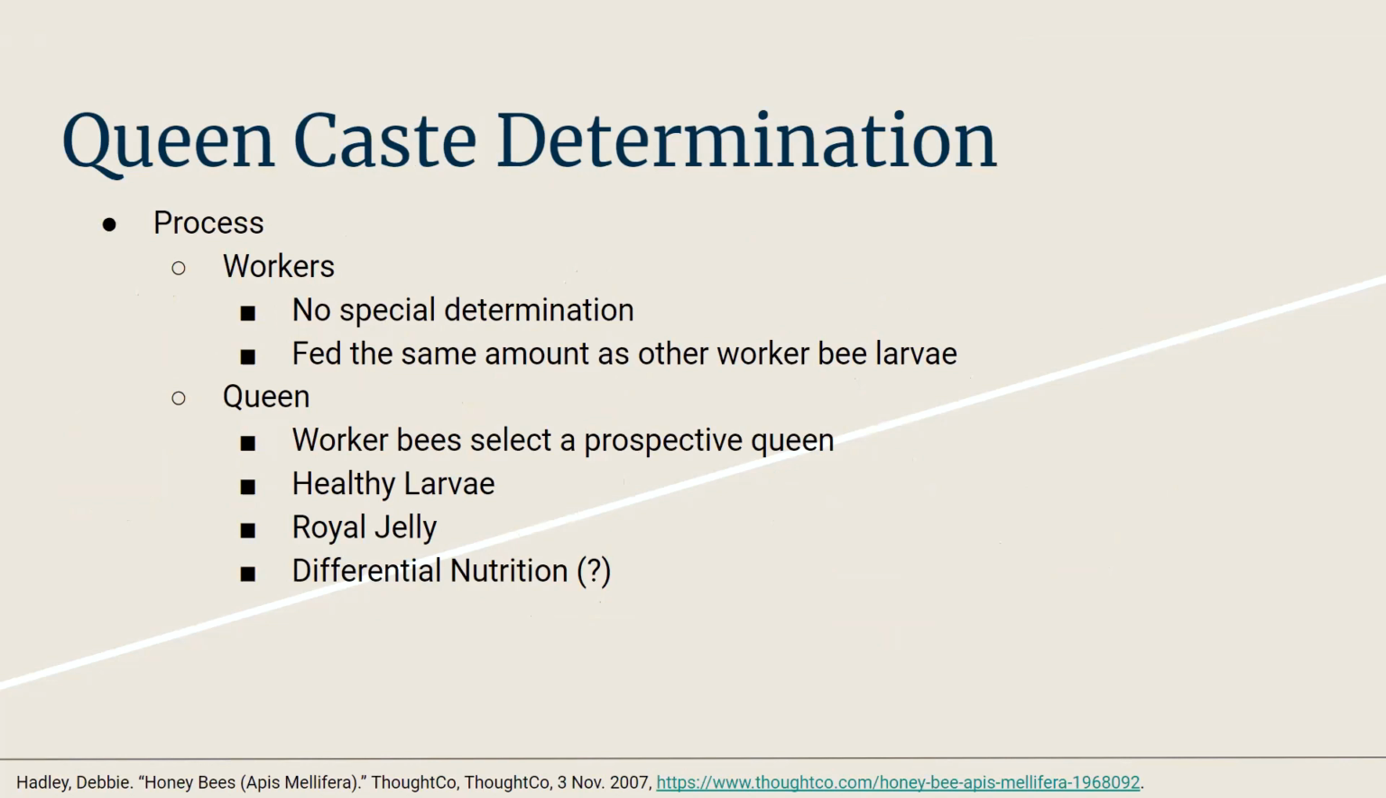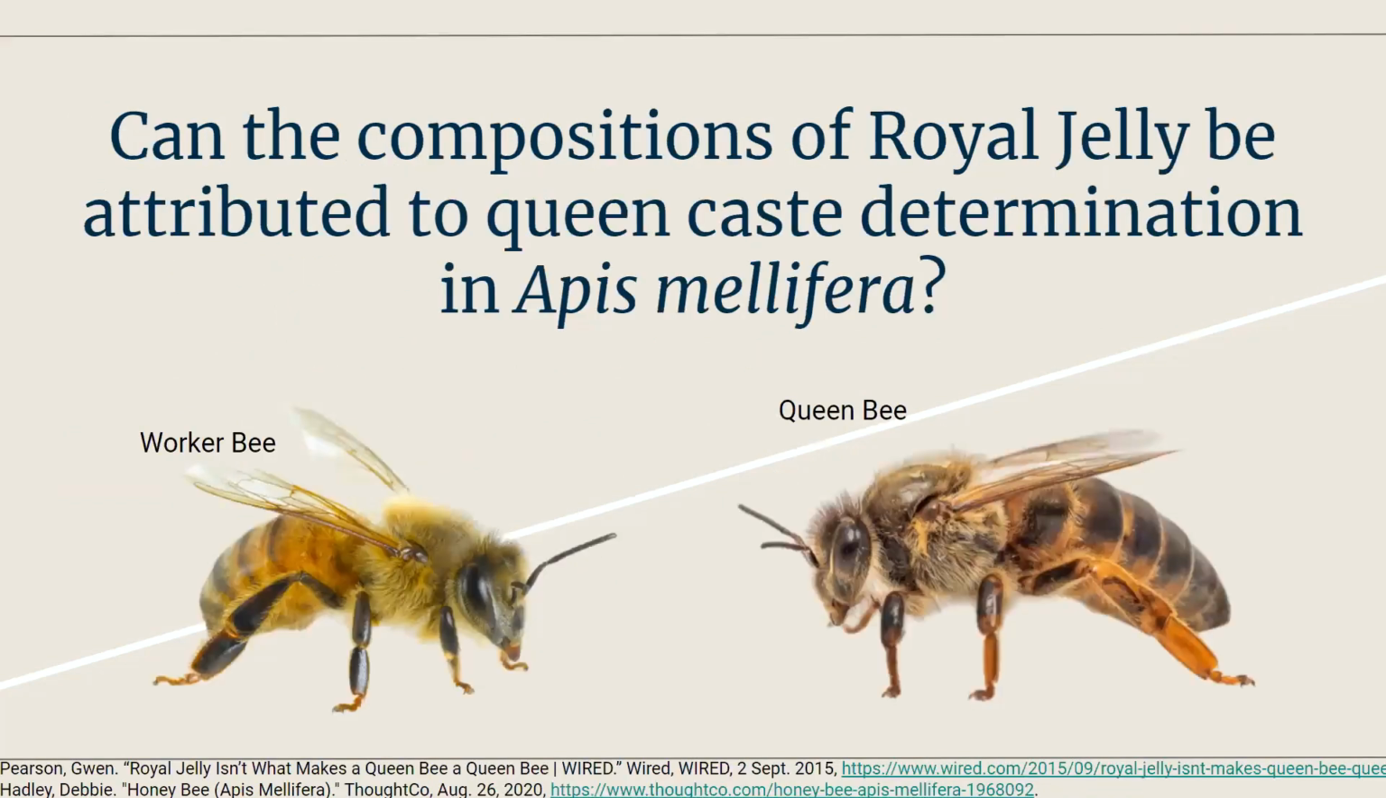In order to become either a worker or queen, bees must go through a selection process, which is carried out by the nurse worker bees in the hive. There is no special determination with the worker larvae, and their diet is the same as any other worker bee larvae. If a new queen is needed, though, the worker bees will select a prospective queen by choosing healthy larvae. These larvae are then fed royal jelly and possibly an increased nutrition. This leads to my question: can the compositions of royal jelly be attributed to queen caste determination in Apis mellifera?